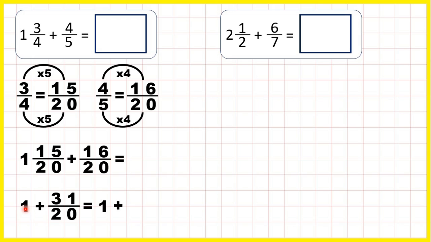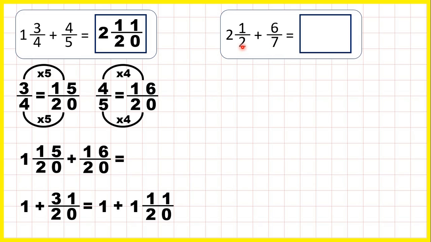We still have one whole, but now 31/20 is the same as 1 11/20, because 31 divided by 20 is 1 remainder 11. So now 1 plus 1 is 2, the 11/20 stays the same, so our answer is 2 11/20. Now 2 1/2 plus 6/7.